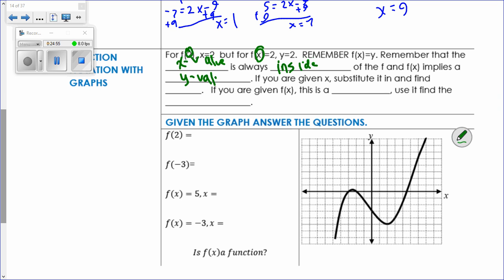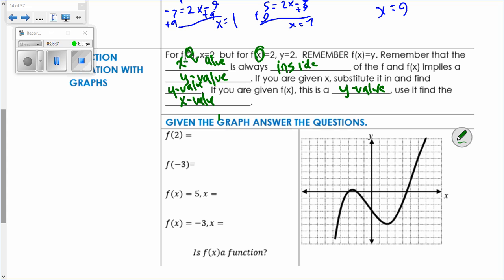If you're given x, substitute it in and find the y value. If you're given f of x, this is a y value. This sounds like a riddle, almost, the way I worded it, but read it carefully. One of my math professors actually told me that: the best thing you could do is read carefully, very particularly and especially carefully. Last part, use it and find the x value.